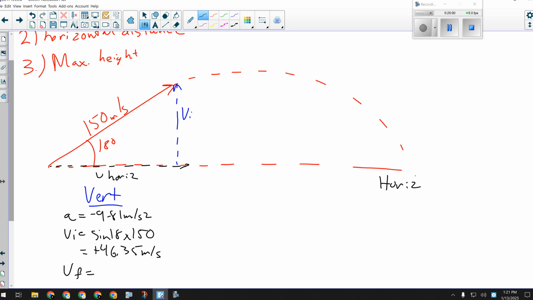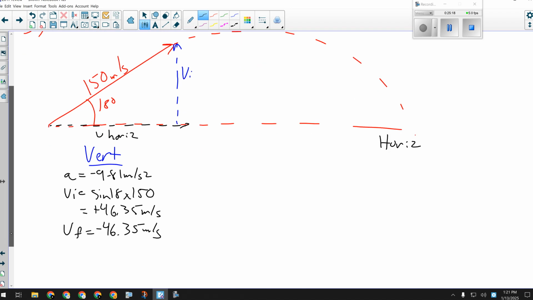It would be 0 at the maximum height. I'll use that later. It's negative 46.35, right? What goes up must come down. If it does the same thing up and down, it's got to come back at the same velocity, just in the opposite direction. Okay, if I have those three pieces of information, what can I calculate?